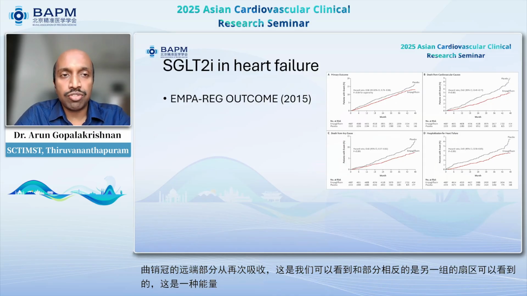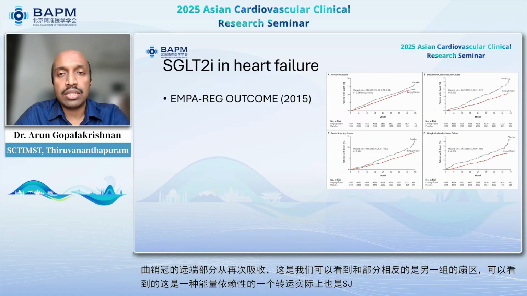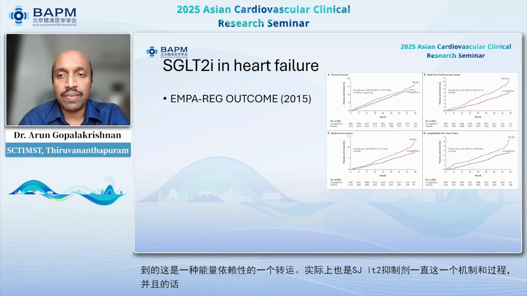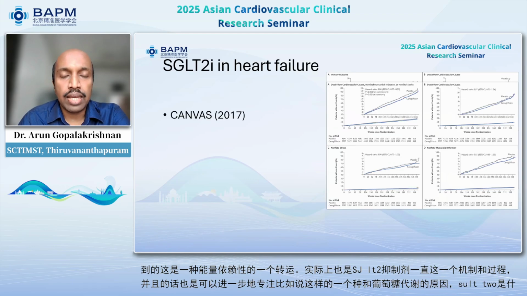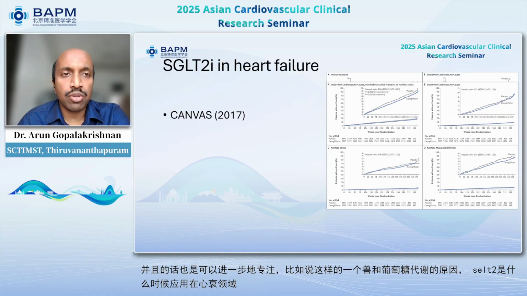So when did SGLT2 come up in heart failure? The journey started in 2015 with the EMPA-REG OUTCOME trial, which was initially studied in diabetic patients. It showed an improvement in the primary composite outcome of death from cardiovascular causes and hospitalization in patients who were taking empagliflozin, who were diabetic. A similar study was tried with canagliflozin.